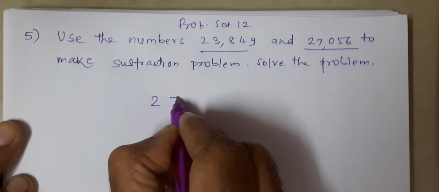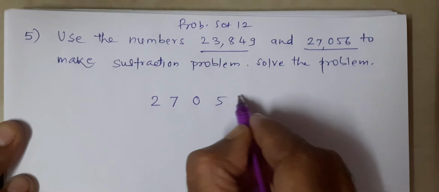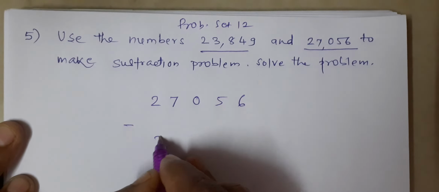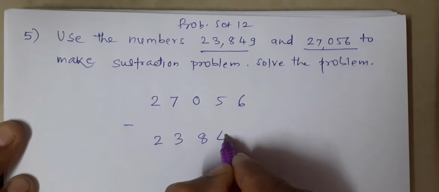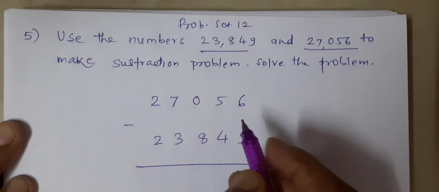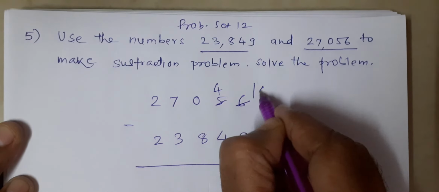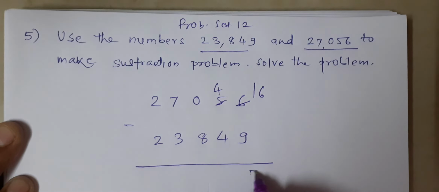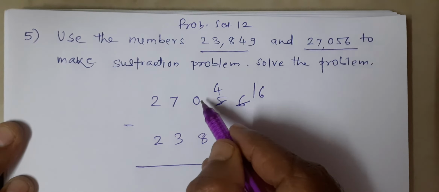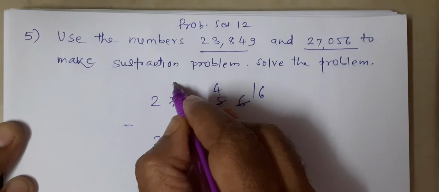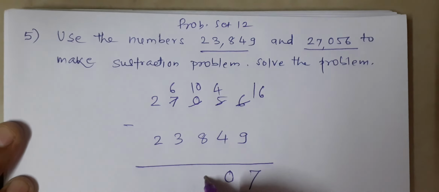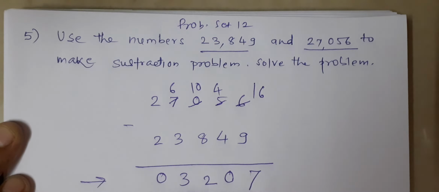So I am writing here 27,056. I am subtracting 23,849 from this. What will be the subtraction? We cannot subtract 9 from 6, that's why we have to take one borrow. So 16 minus 9 is 7. 4 minus 4 is 0. We cannot subtract 8 from 0, so we take one borrow again. So 10 minus 8 is 2. 6 minus 3 is 3. And 2 minus 2 is 0. So that is the result of the subtraction.